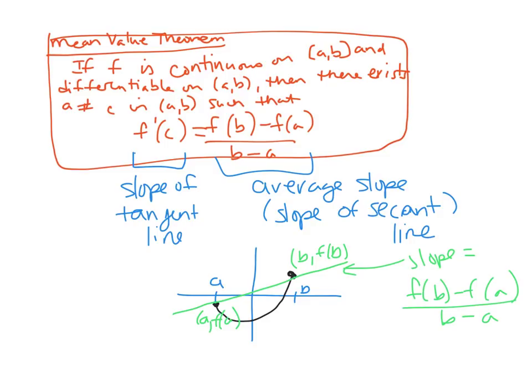And so I'm just going to take a guess. You might be able to guess better than me, but it looks to me like it's about right there. And this is the slope of the tangent line. And I'm going to call this point c. And so the slope of the tangent line is the derivative of that function evaluated at the x value c.